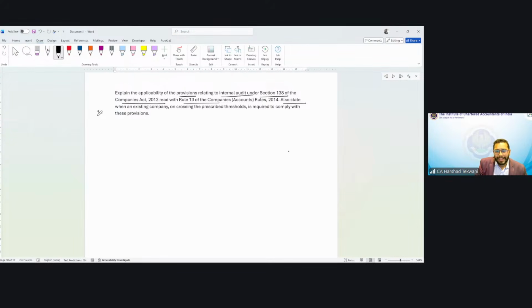Also state when an existing company on crossing the prescribed threshold is required to comply with these provisions. So straightforward, we are required to talk about the applicability of section 138.